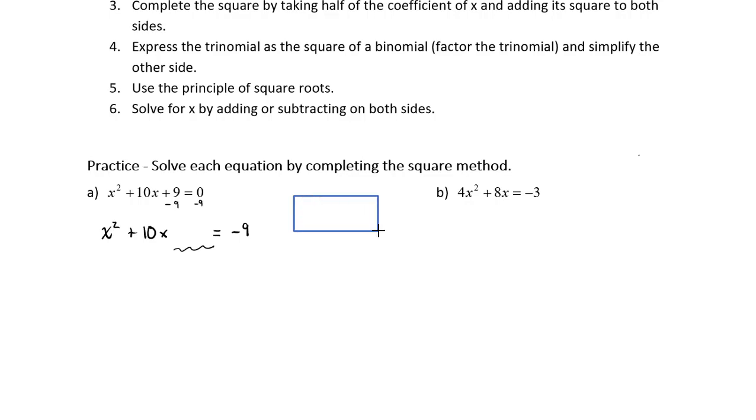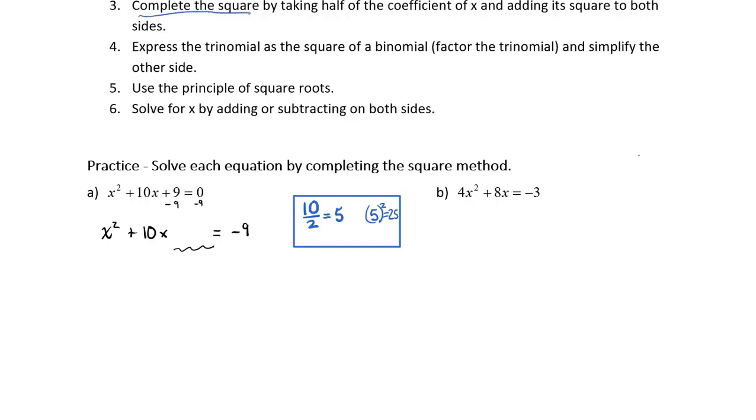step 2. Take the middle term, which is 10x, take that coefficient, divide it by 2, and get a number. That number you then square. So 10 divided by 2 is 5. Squaring 5, we get 25. And that is the number.